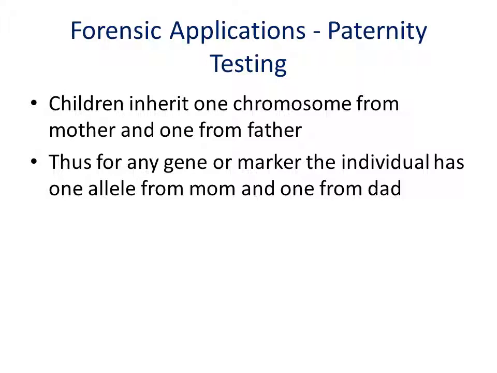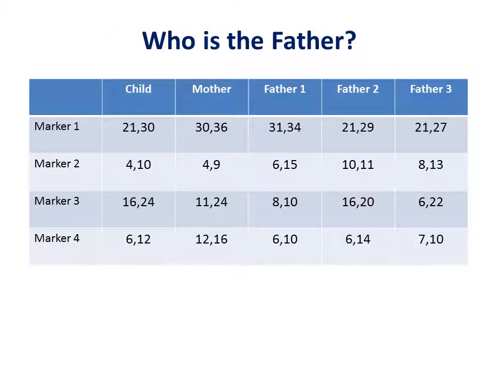So as I stated, children are going to inherit one chromosome from mom and one from dad. So for any particular gene or marker, the individual has to have one allele from each of them. We can use that information to do things like paternity testing. So here we're looking at 4 different markers. We have the child shown here on the left, the mother next to the child, and then the 3 potential fathers. So for marker 1, we see that the child has 2 different forms of this particular marker. They're heterozygous with regards to this marker.